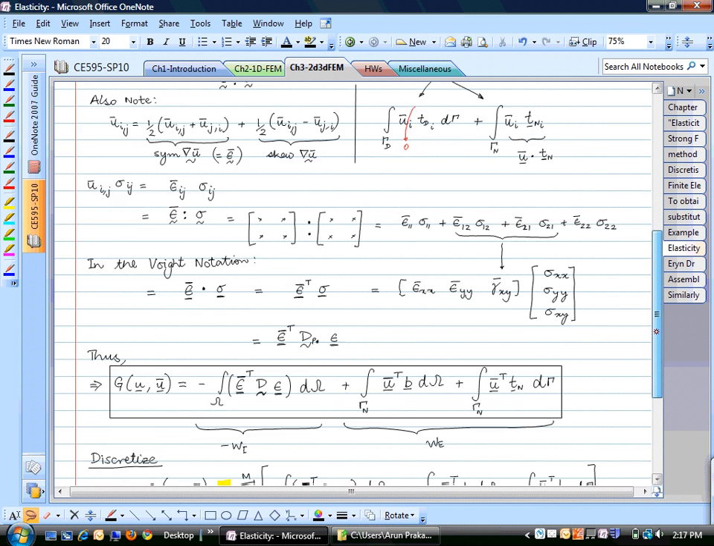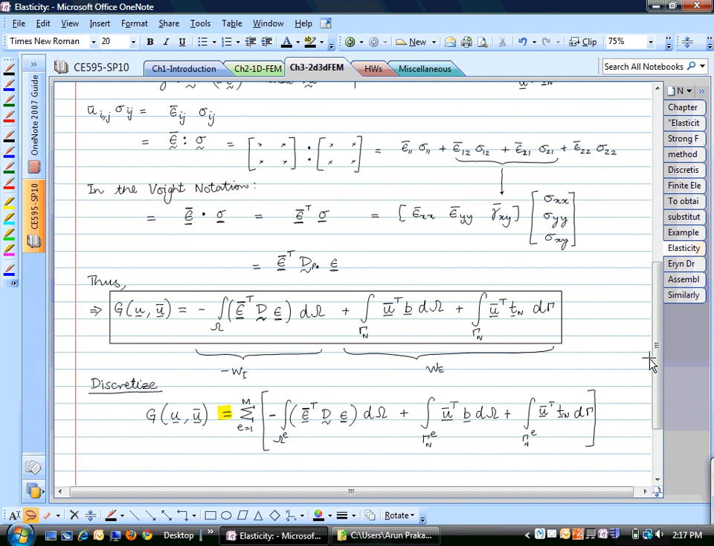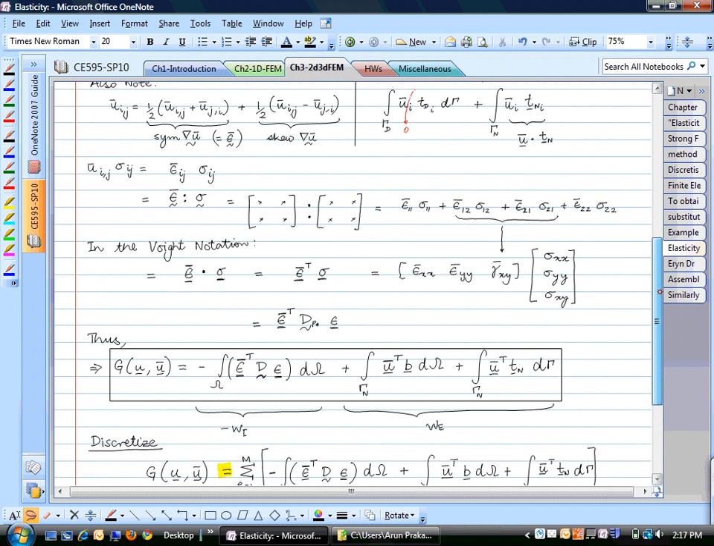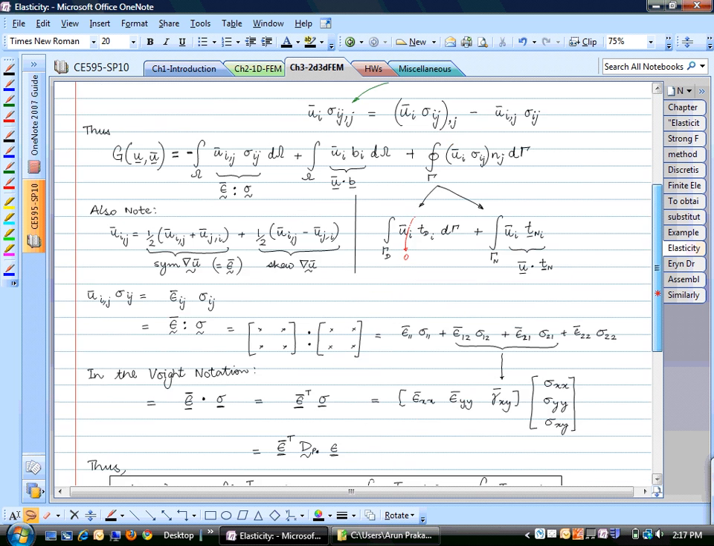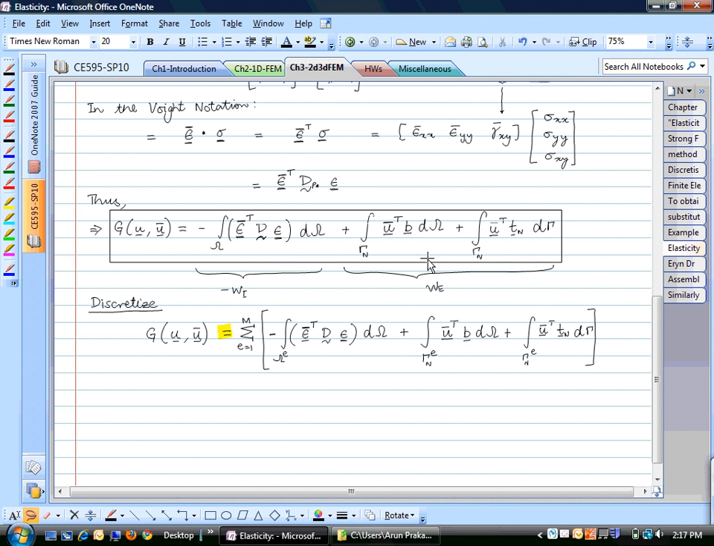Okay, and so all that we need to do now is to discretize it. The same way that we discretized our heat conduction problem, we are going to take our domain. You can divide it into squares, rectangles, triangles, whatever. So we divide this domain into small parts, and we are going to write all these integrals over the entire domain as a sum over integrals over the individual small elements. And if you do that, you will get this form.